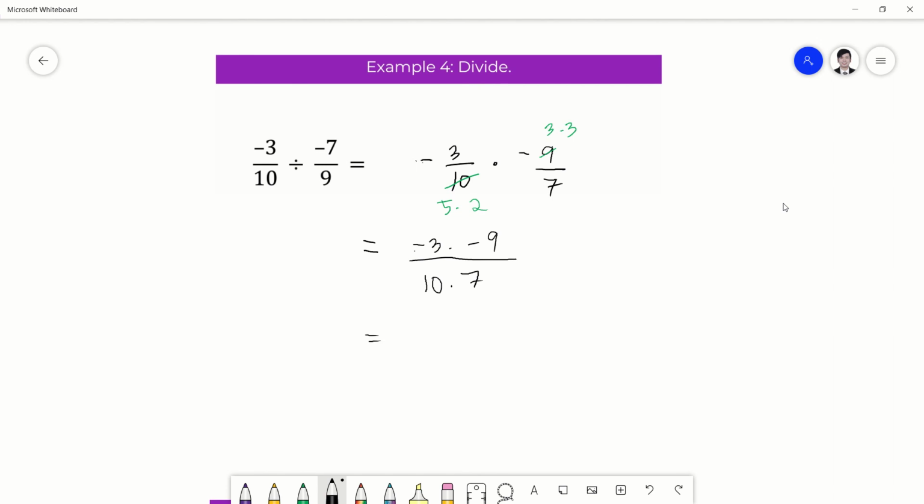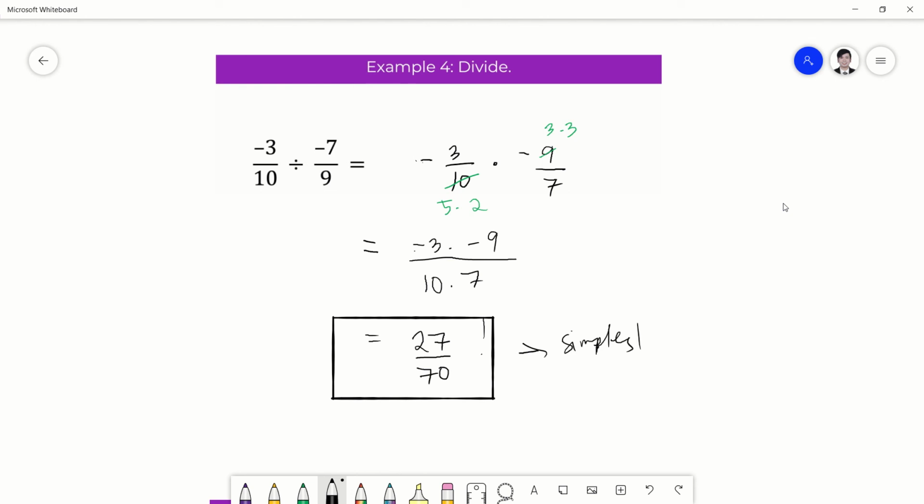Negative 3 times negative 9 is positive 27. Then 10 times 7 is 70. We can also write our final answer as a mixed number if you want to, in case your number is improper. But since our fraction is a proper fraction, this is the best way that we can write our final answer. Meaning it's already in simplest form. And that will be our final answer.